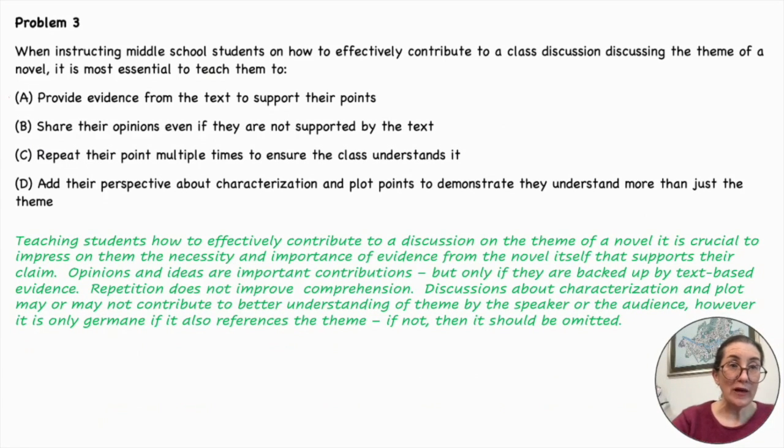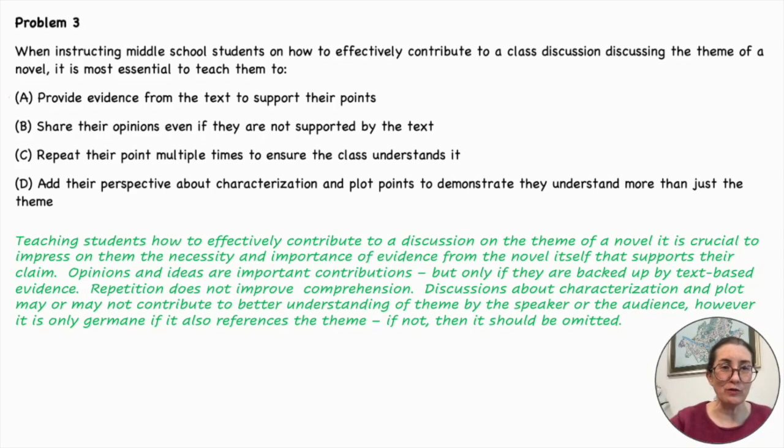Problem number 3. When instructing middle school students on how to effectively contribute to a class discussion discussing the theme of a novel, it is most essential to teach them to provide evidence from the text to support their points, share their opinions even if they are not supported by text, repeat their point multiple times to ensure the class understands it, or add their perspective about characterization and plot points to demonstrate that they understand more than just the theme. All right, let's talk about this a little bit.